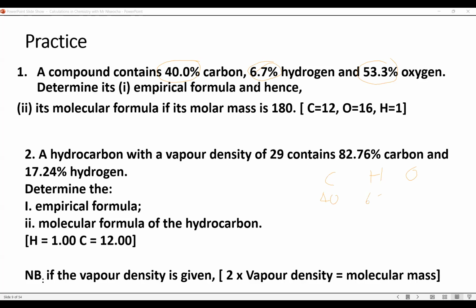Hydrogen is 6.7%. And then oxygen is 53. So how do you convert all these things to mole? Simply divide it by their relative atomic mass. When you divide it by the relative atomic mass, very simple. You are good to go.